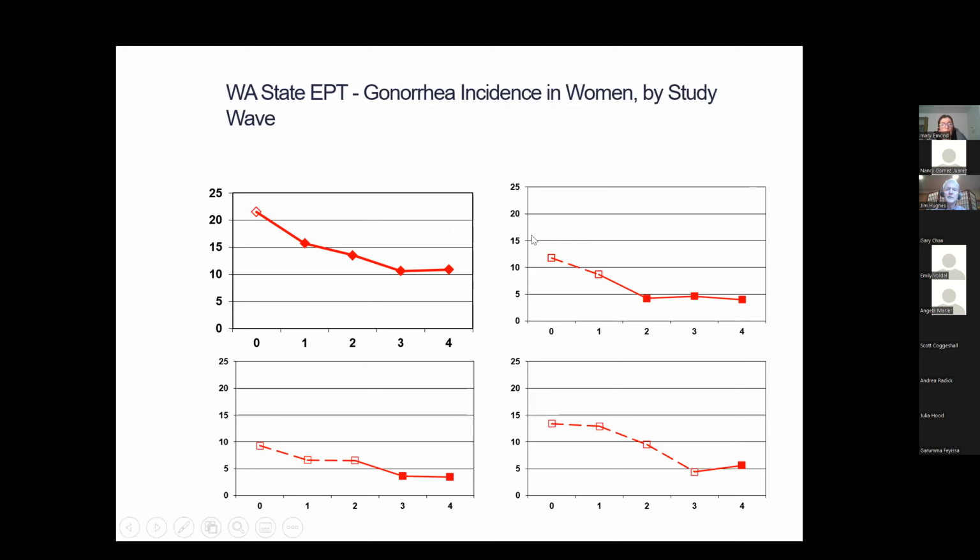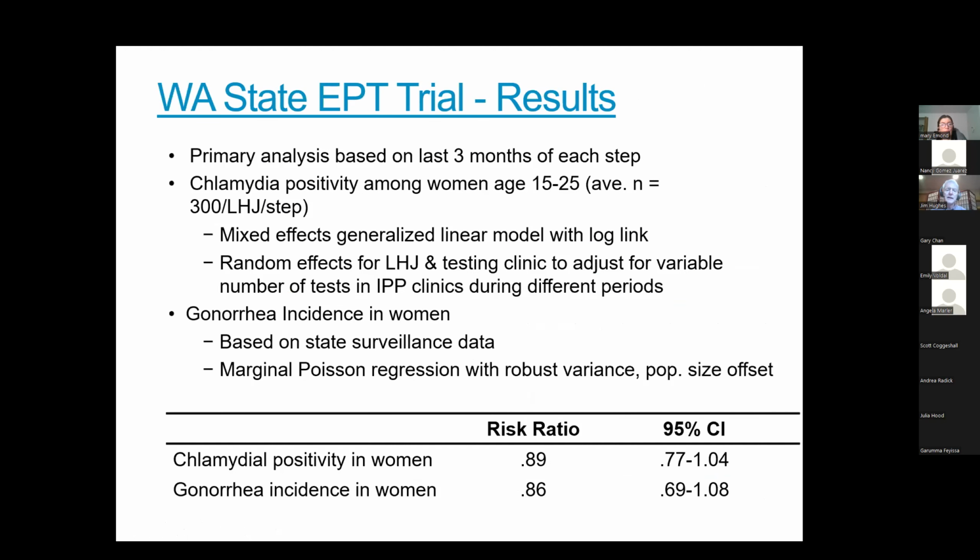This is the results for gonorrhea. We see a very similar picture, decreasing trends, both even before you introduce the intervention. So we did an analysis of these data, and basically what we found was modest reductions associated with the intervention, risk ratio of 0.89, so 11% reduction in chlamydia, 14% in gonorrhea, neither really statistically significant.